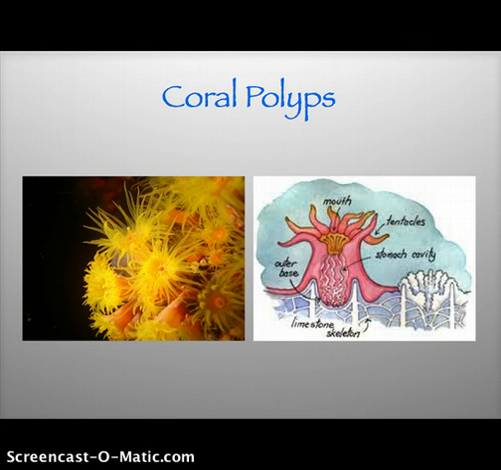Here you can see a picture of the coral polyps. The diagram next to the picture shows how a coral polyp catches food through its tentacles, eats through its mouth, and creates the coral reef with its limestone skeleton.